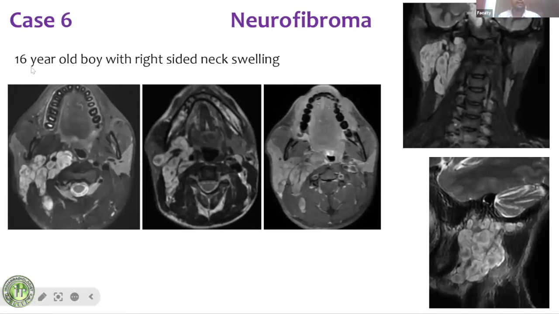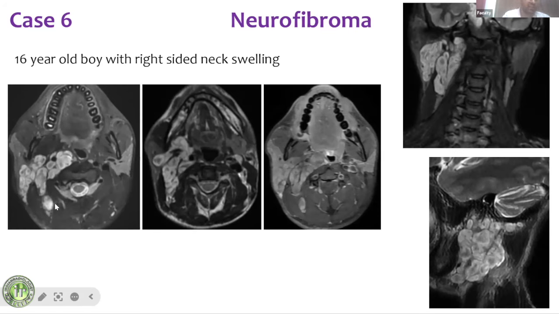So this is another case. This is a 16-year-old boy with right-sided neck swelling. What we found in this is another lesion localized again to the carotid space as well as the parapharyngeal space, the parapharyngeal fat space, as you can see here. And the lesion is quite ill-defined.